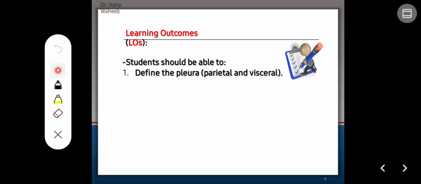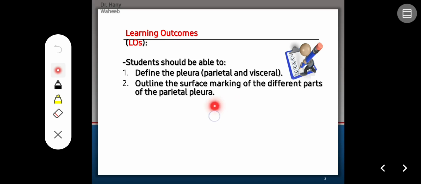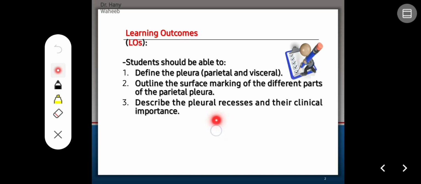Learning outcomes. The student should be able to identify five learning outcomes. Number one, to define the pleura with its two layers, parietal and visceral. Number two, to outline the surface marking of the different parts of the parietal pleura, surface anatomy of the parietal pleura. Number three, to describe the pleural recesses, the two pleural recesses. What are the pleural recesses and their clinical importance?